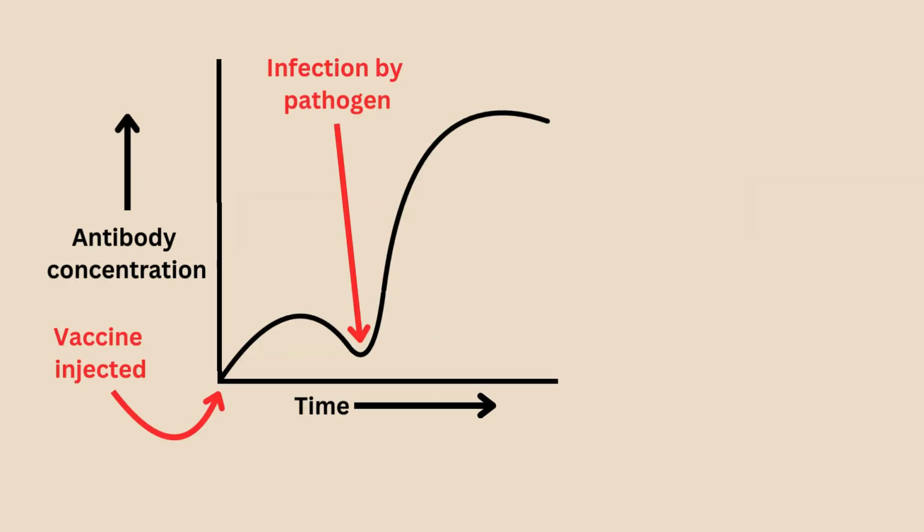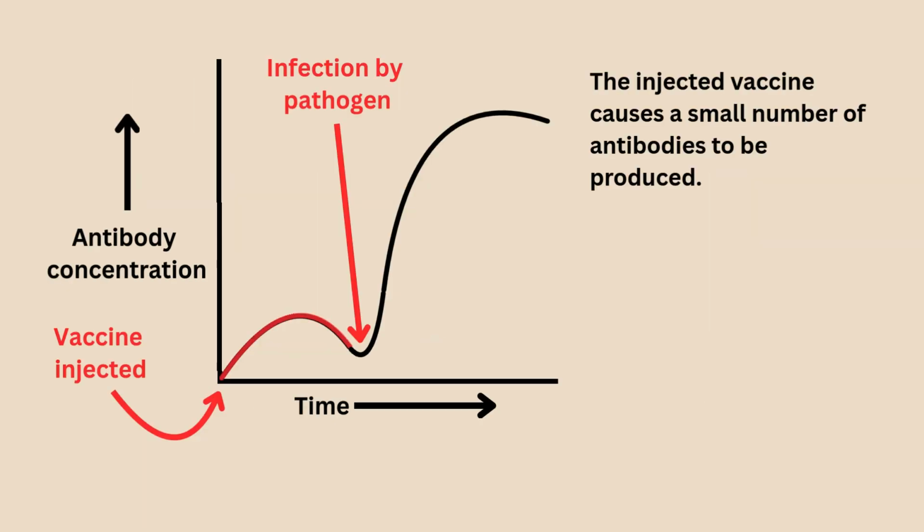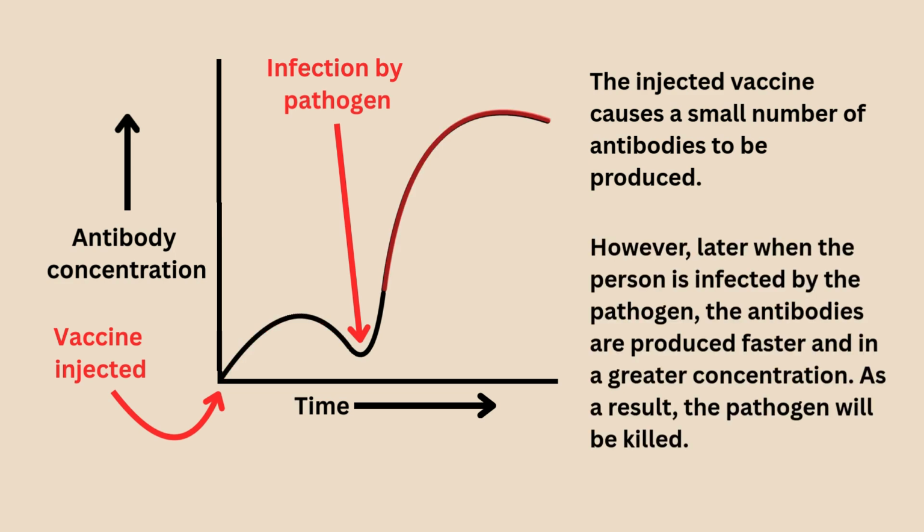The graph shows how antibodies are produced by white blood cells against time. The injected vaccine causes a small number of antibodies to be produced. However, later when the person is infected by the pathogen, the antibodies are produced faster and in much greater concentration. As a result, the pathogen will be killed.